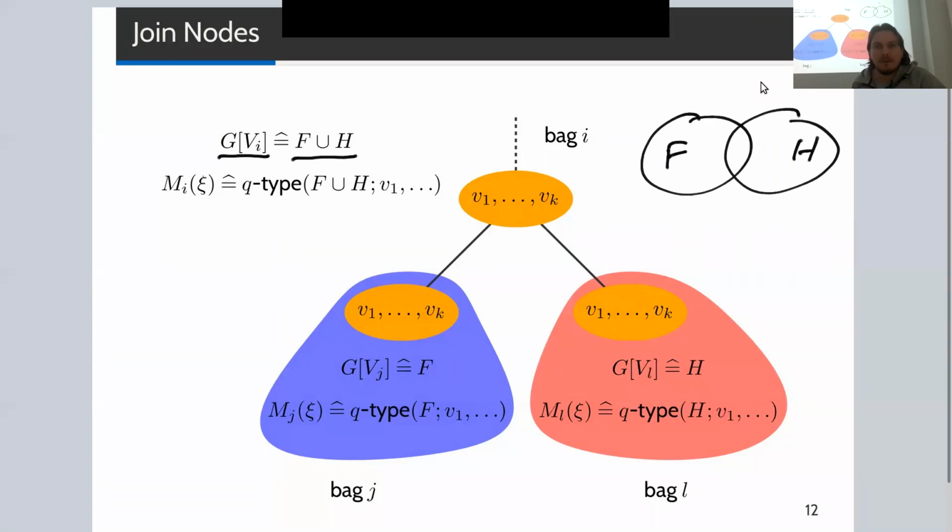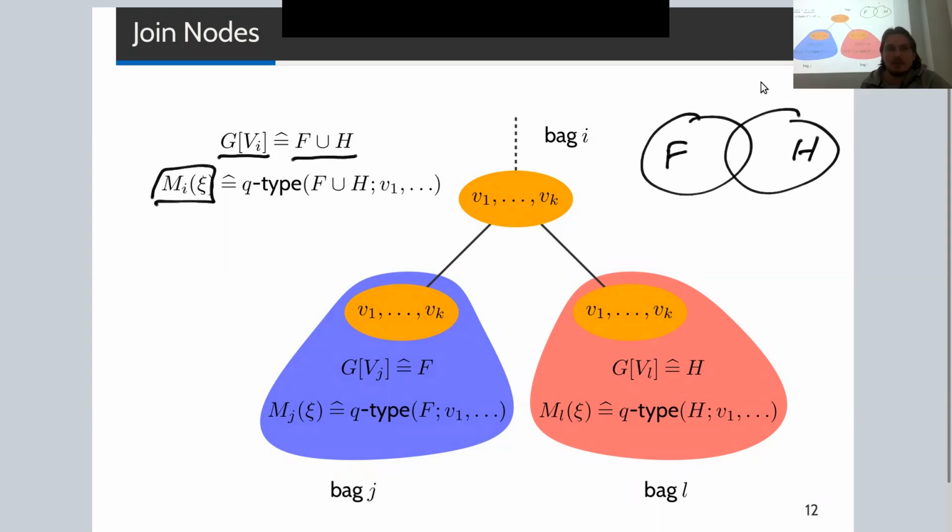and the vertices in the intersection of F and H are exactly the vertices that are in the boundary or in the bag. And our records for I are equivalent to the Q type of the union of F and H on our boundary vertices. This is something we've talked about for quite some time now. This is exactly what Feferman-Vaught gives us. So we can compute the Q types from the Q types of F and H, and this gives us then our records.